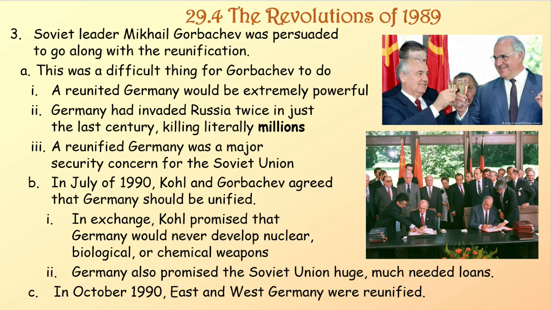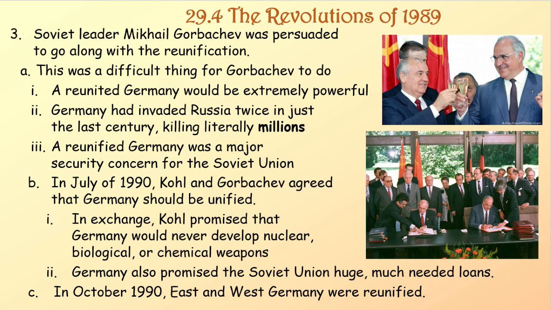Soviet leader Mikhail Gorbachev was persuaded to go along with the reunification. This was a difficult thing for Gorbachev to do. Germany had invaded Russia twice in just the last century, wreaking devastation. A reunified Germany was a major security concern for the Soviet Union. In July of 1990, Kohl and Gorbachev agreed that Germany should be unified. In exchange, Kohl promised that Germany would never develop nuclear, biological, or chemical weapons. Germany also promised the Soviet Union huge, much-needed loans.